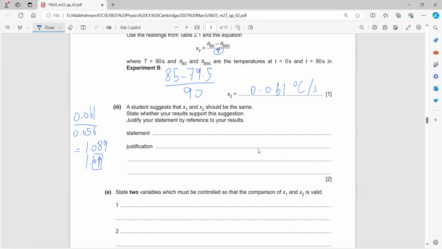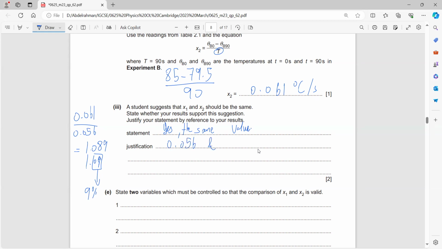1.09 is only a 9% error. 9% error means that it is acceptable, that they are the same value. Are they the same value? Yes, they are the same. Why? Again, justification.